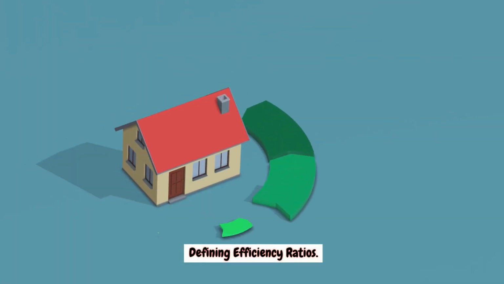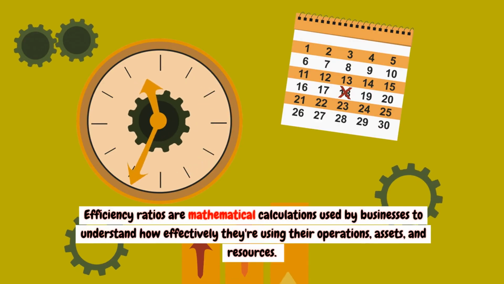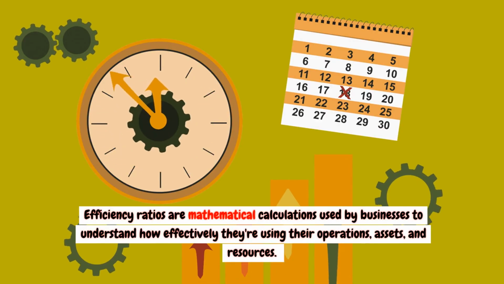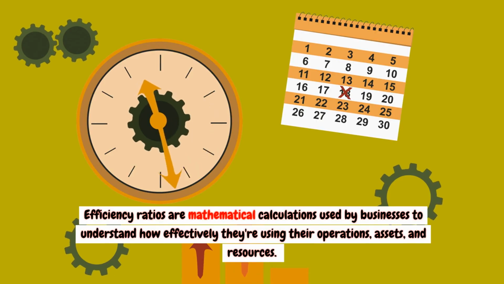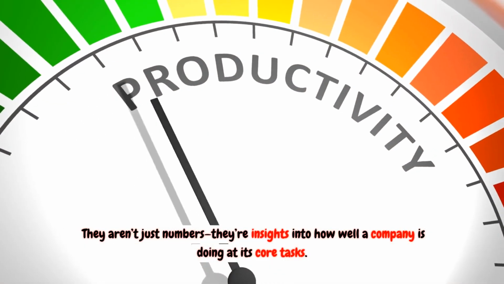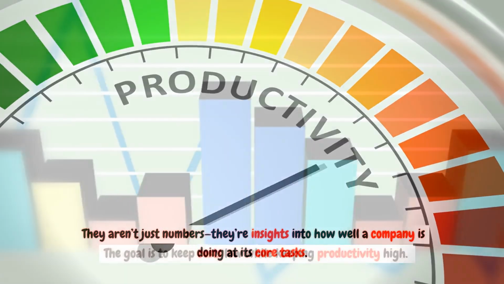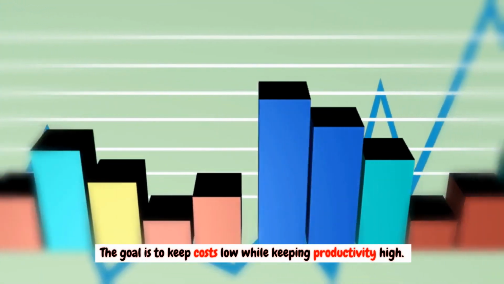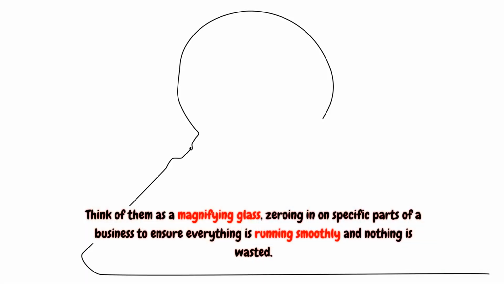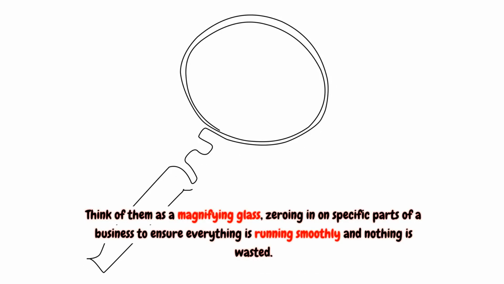Defining efficiency ratios. Efficiency ratios are mathematical calculations used by businesses to understand how effectively they're using their operations, assets, and resources. They aren't just numbers, they're insights into how well a company is doing at its core tasks. The goal is to keep costs low while keeping productivity high. Think of them as a magnifying glass, zeroing in on specific parts of a business to ensure everything is running smoothly and nothing is wasted.